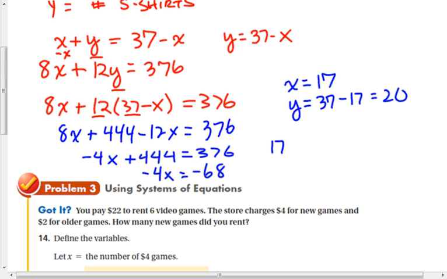So they sold 17 t-shirts and 20 sweatshirts. So you would want to check that by multiplying this by 8 and this by 12 and making sure that adds up to 376. Go ahead, you try that.